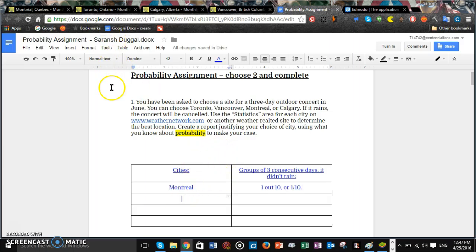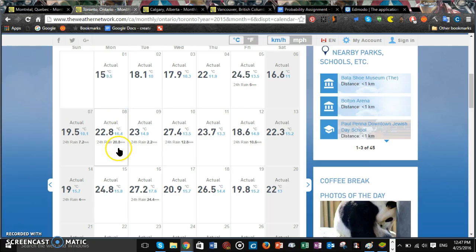Now let's do Toronto. We just started and it did not rain. So on the 1st, 2nd, and 3rd of June in Toronto, it did not rain. So that's one group. 4th, since it rained on the 5th, that cancels it out. 6th, it did not rain, but then 5th and 7th it rained, and it cannot do that. So that's not 3 consecutive days. So far we have one group.